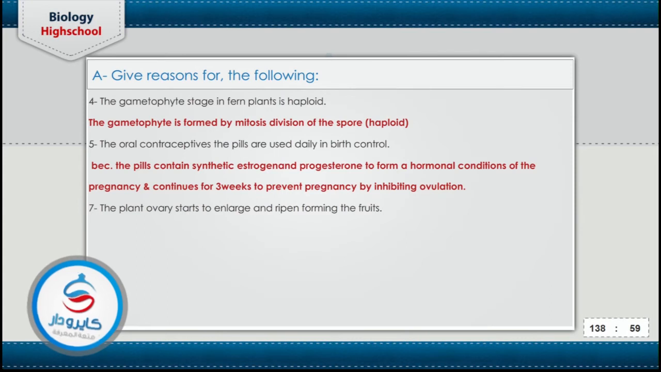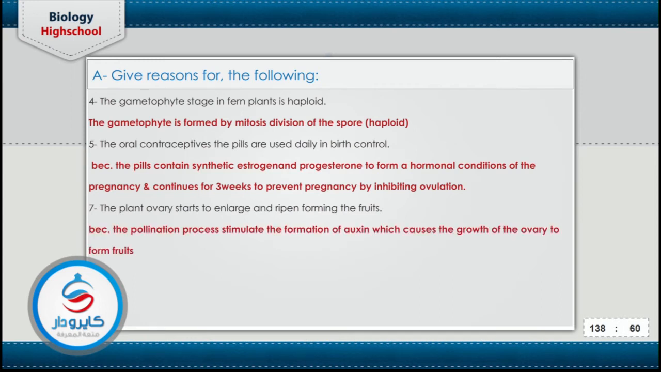The next point is the plant ovary starts to enlarge and even form the fruit. We understand that the ovary of the flower is stimulated by the presence of auxin. The high concentration of auxin in the ovary of the flower stimulates the growth of the ovary to change into fruit.